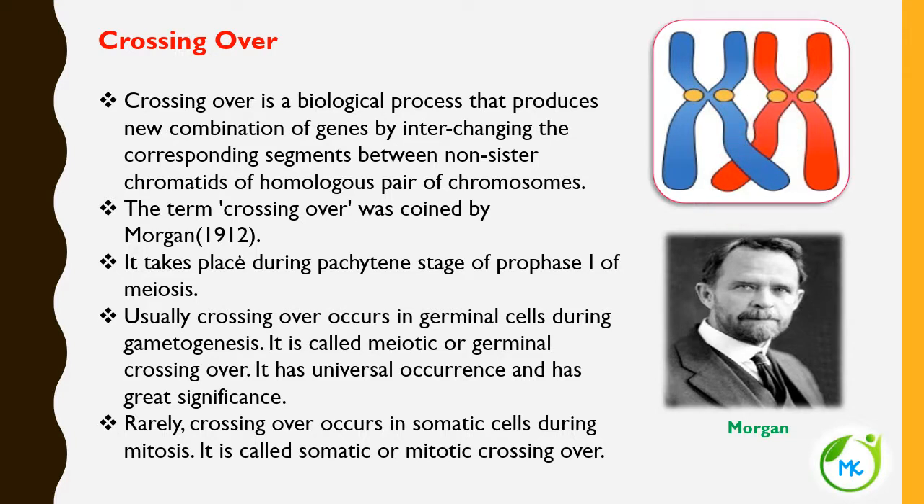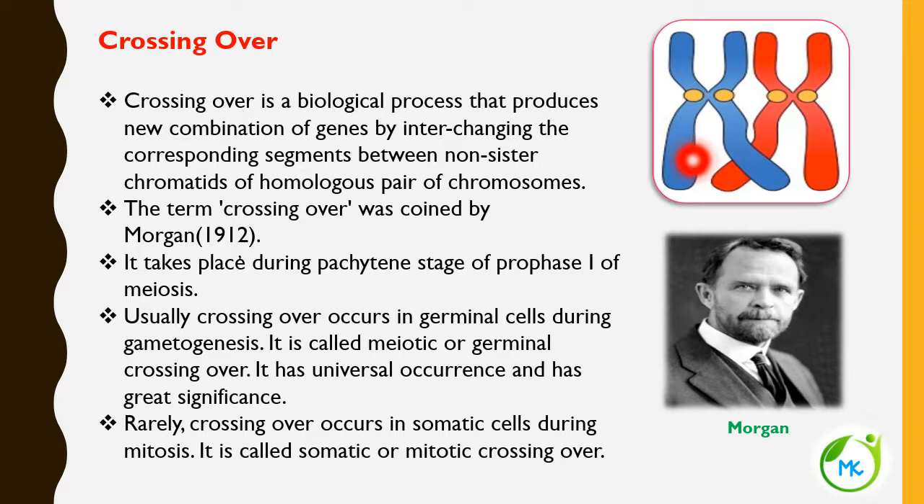First, what is a homologous pair of chromosomes? Homologous pairs of chromosomes are nothing but, during the time of meiosis, one chromosome will be inherited from the father, which is called the paternal chromosome. The other one will be inherited from the mother, which is called the maternal chromosome. So one is paternal from the father and one is maternal from the mother. This pair is said to be a homologous pair of chromosomes.